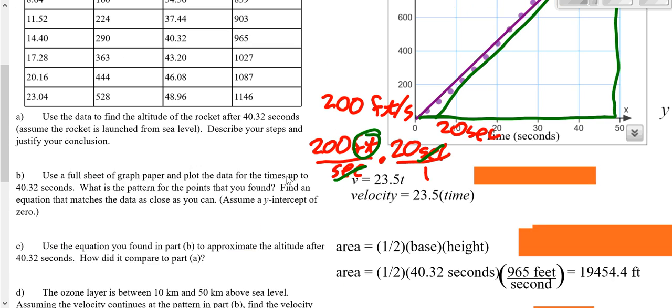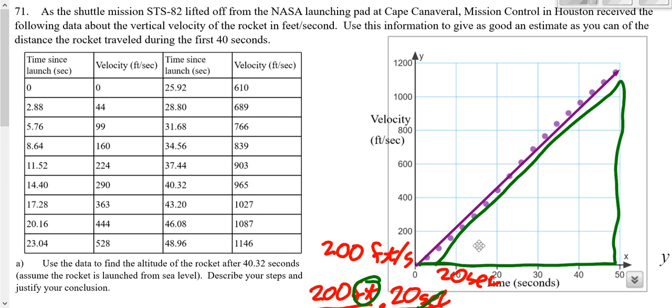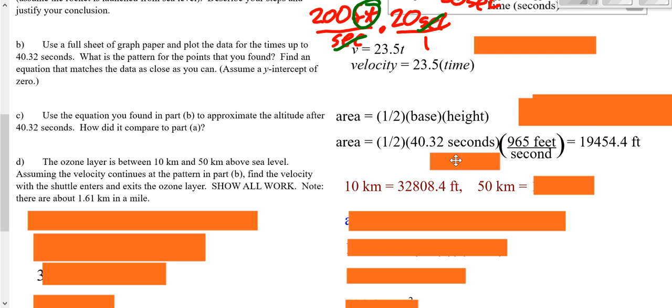In D down here, you're asked to find the velocity. This is a velocity graph, but you're asked to find a velocity at 10 kilometers and 50 kilometers. Our area is representing our distance, like kilometers, but it's in the units of feet that we had shown. So first of all, you have to convert each one of these to the correct units of feet. You can type 10 kilometers equals and put feet into Google, and it will give you this, or you could use dimensional analysis and work that out. And then similarly for your 50 kilometers.